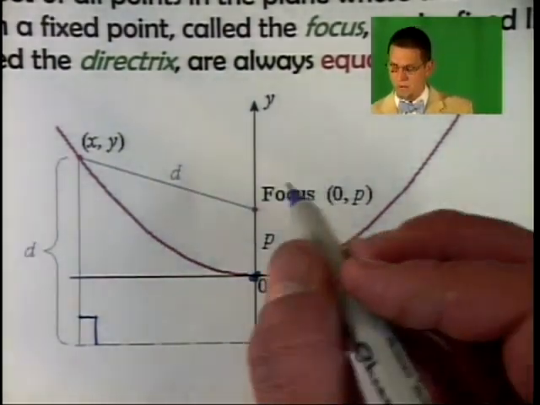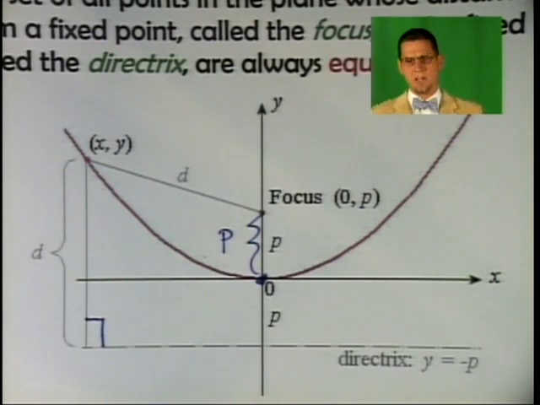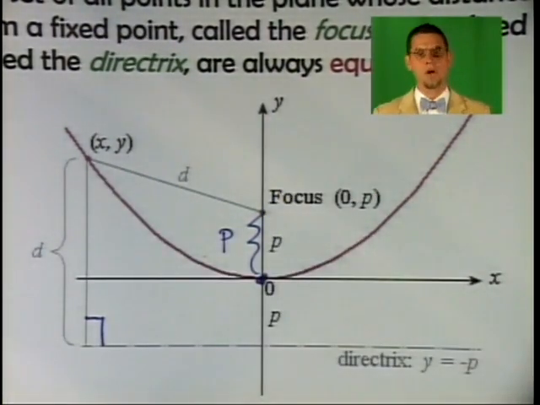I'm going to call the focal length now P. And the reason I'm not calling it C is because typically for all the other conics, we had something called a center. A parabola doesn't have a true center. Its most important point is the vertex. And so in this case, the distance from the vertex to the focus, we're going to call P.